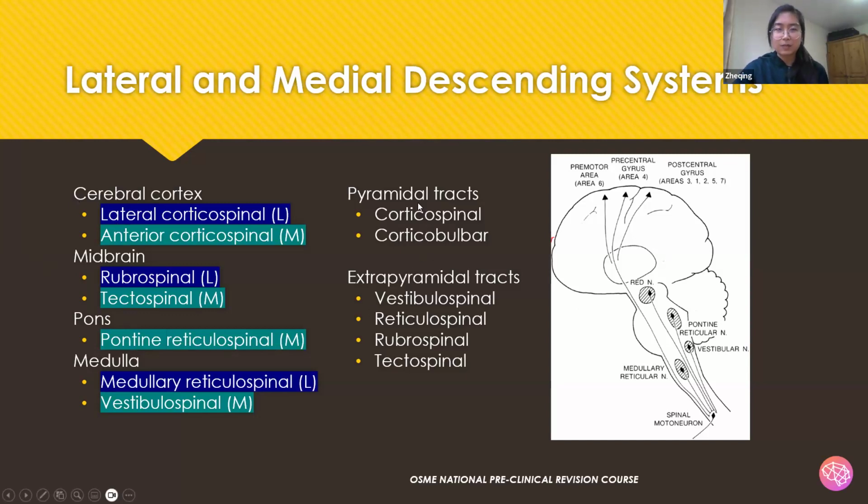You can also group them by whether they're pyramidal or extrapyramidal. There are only two pyramidal tracts, which are corticospinal and corticobulbar. When I say pyramidal, it means that they run through the medullary pyramids, and that's just a structural differentiation. The pyramids contain the fibers of the corticospinal and corticobulbar tracts, whereas all the other tracts run outside of the pyramids.